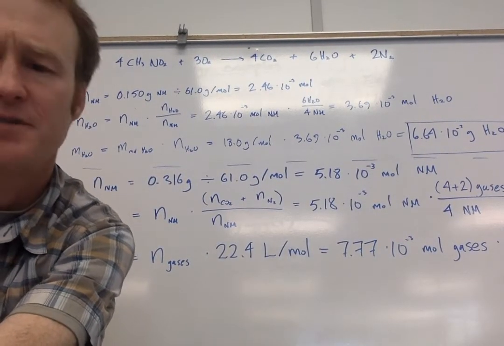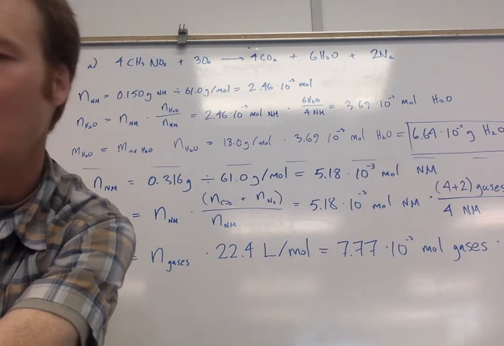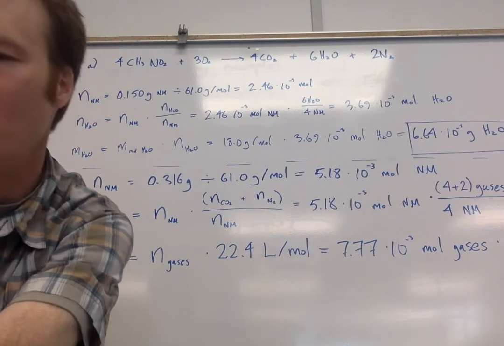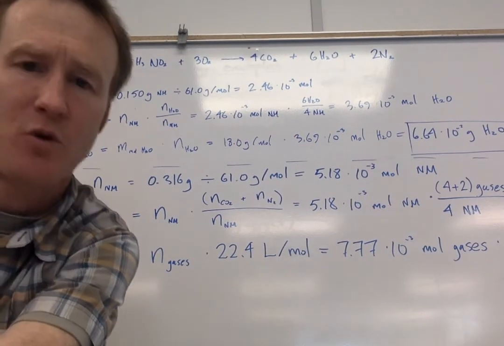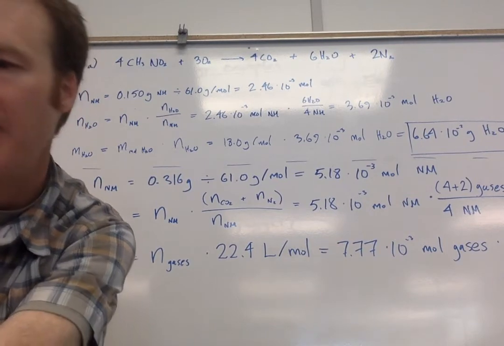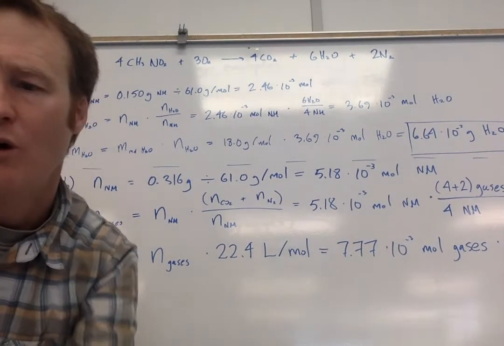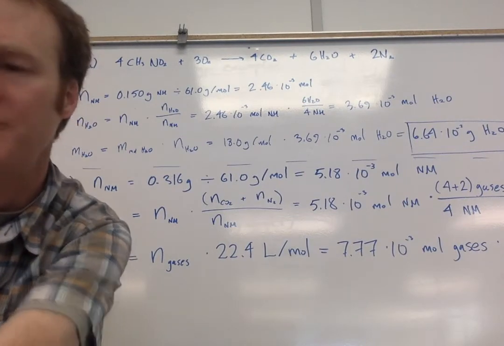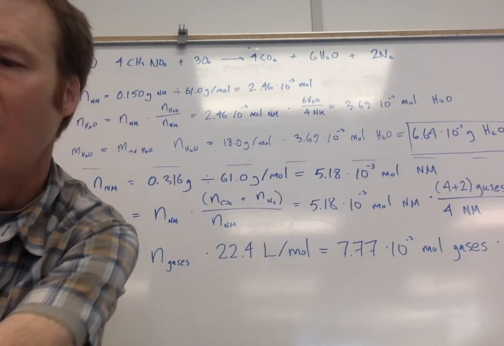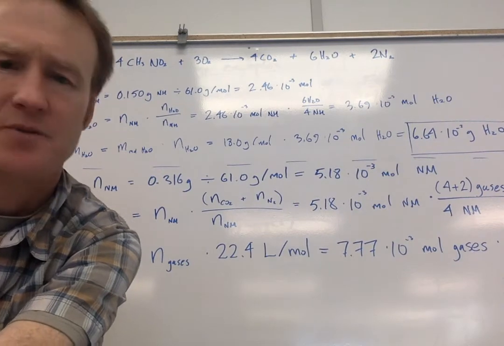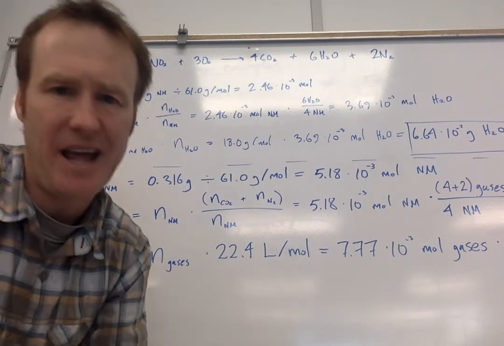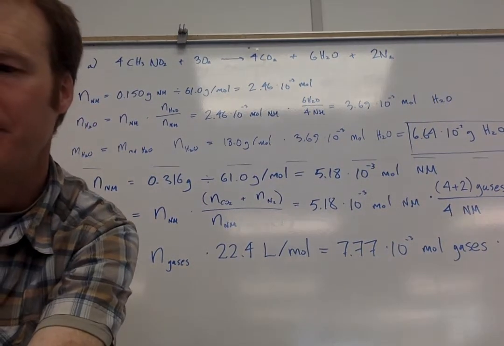4CH3NO2 plus 3O2 makes 4CO2 plus 6H2O plus 2N2. In other words, 4 carbon dioxide, 6 water, and 2 nitrogen gas. They're asking first, what mass of H2O is produced when 0.150 grams of CH3NO2 are burned, or I call it NM, nitromethane.